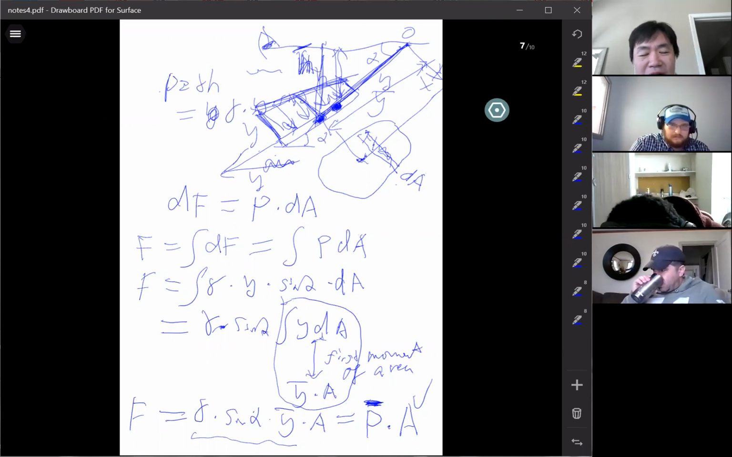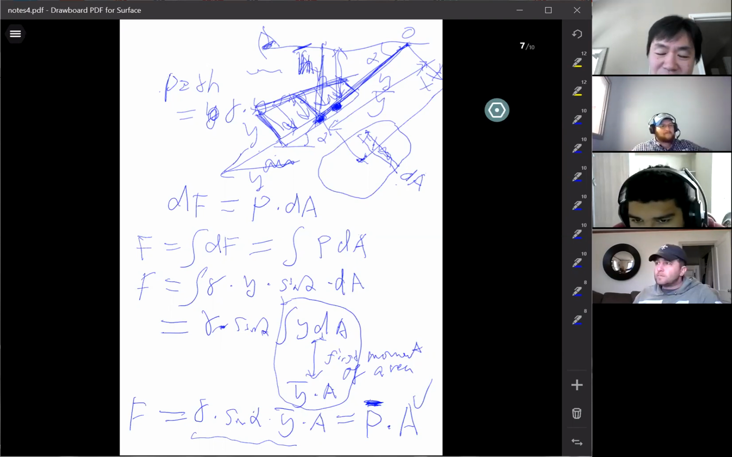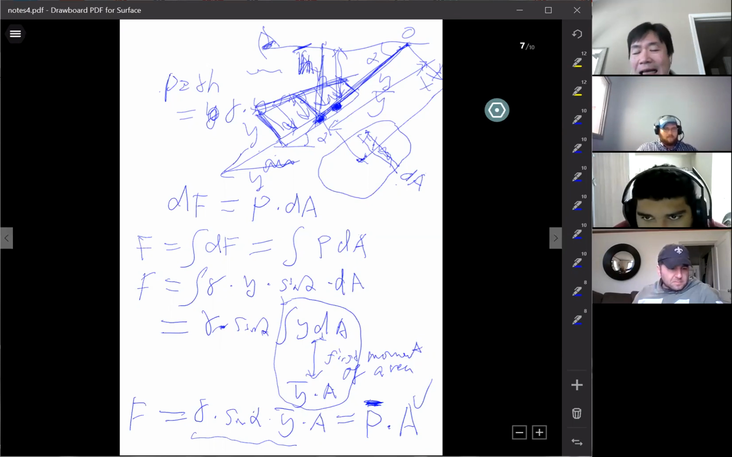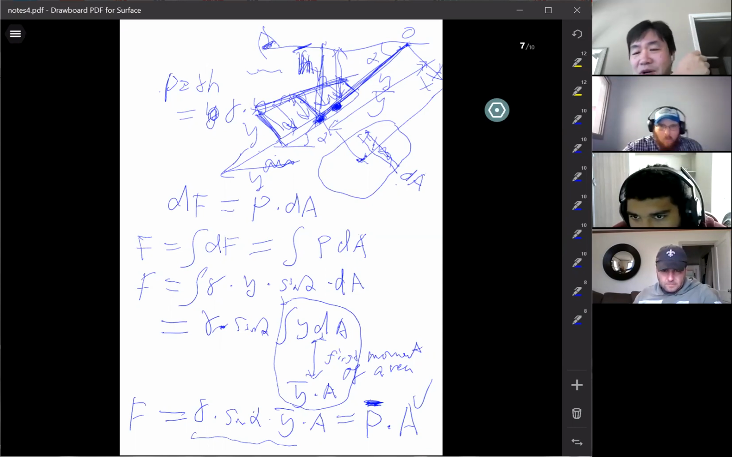We found that the force equals the average pressure times the area of the surface. I think that's pretty common sense, right? Basically, it's just average pressure times area. Because the pressure is not constant on the surface, we have to find the average pressure. So the next goal is, what is the average pressure on a plane surface? From the derivation, it turned out that the average pressure happens to be the pressure at the centroid location of the surface.